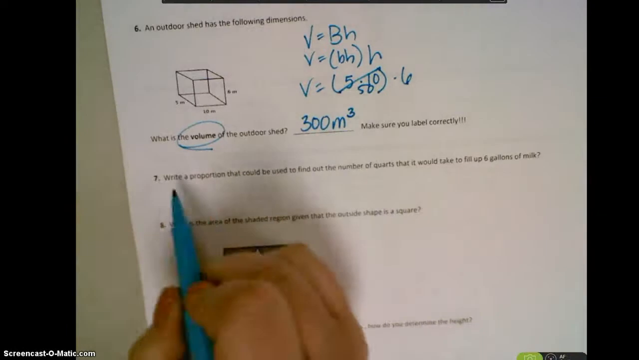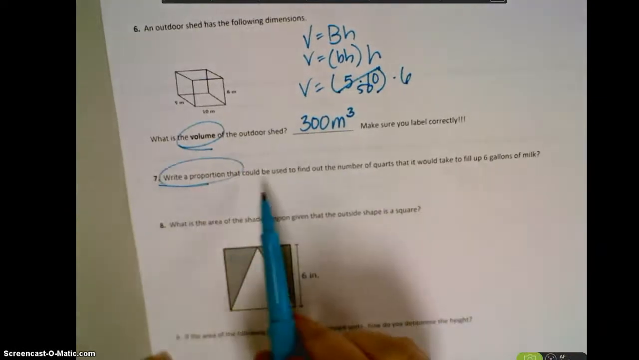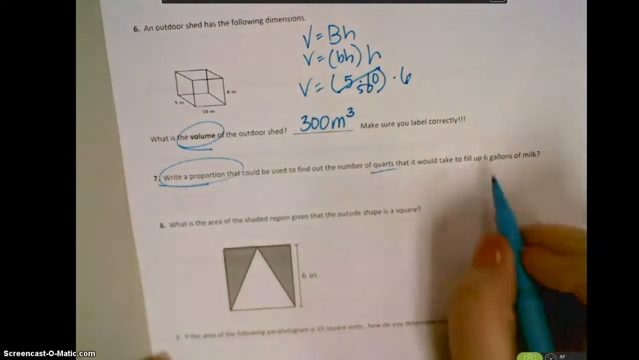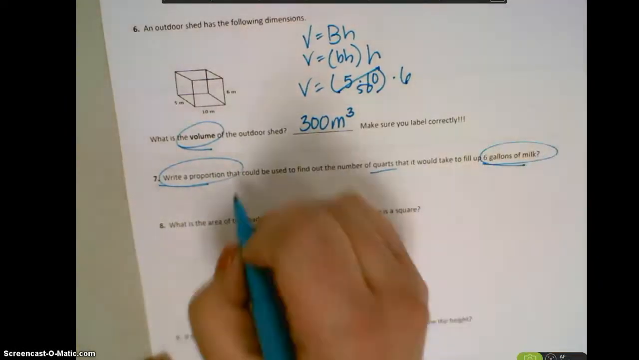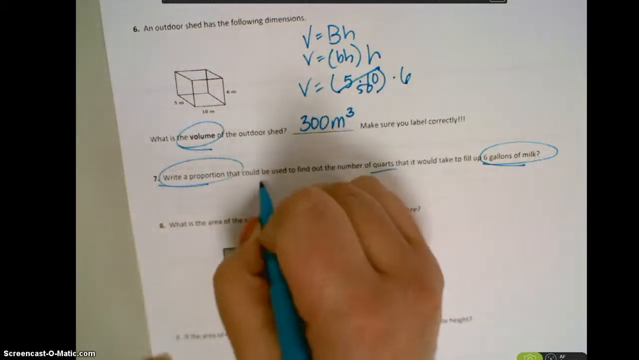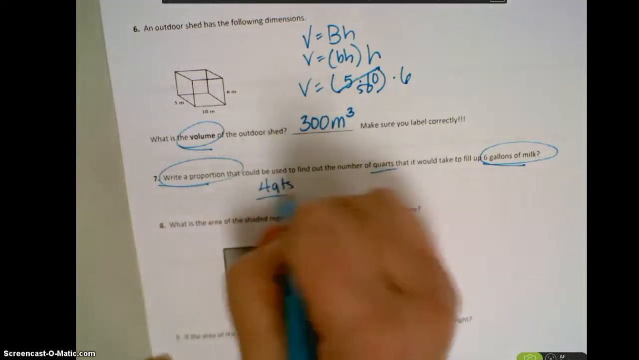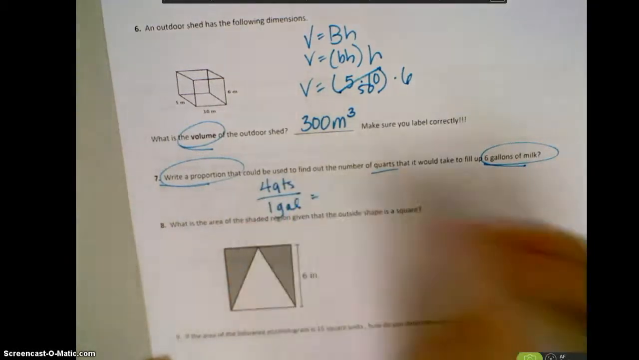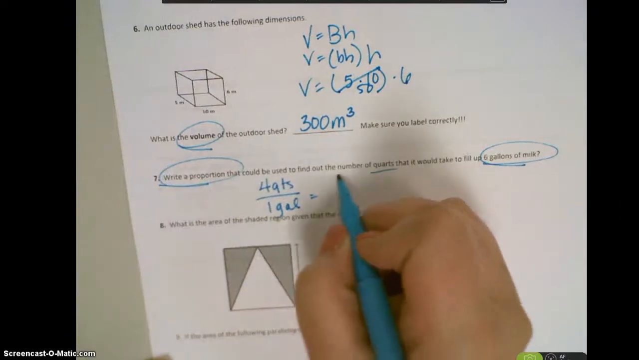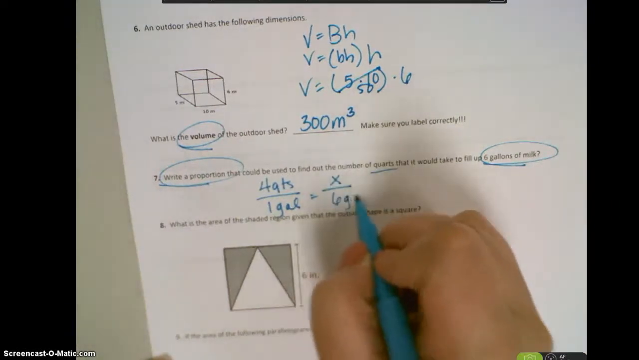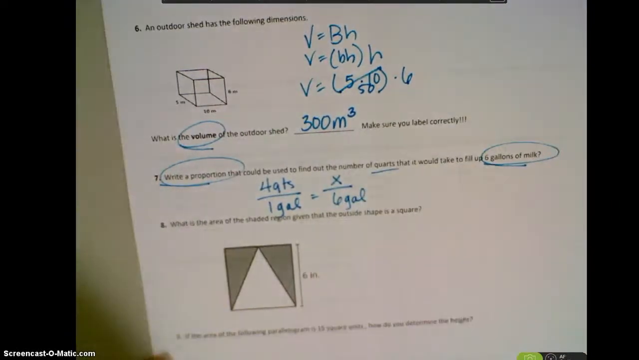Number 7, write a proportion, so there's not solving in this, that could be used to find the number of quarts that it would take to fill 6 gallons of milk. So I know that there are 4 quarts in 1 gallon, which means that I would need to find out how many quarts are in 6 gallons. That's all I have to do to write a proportion.